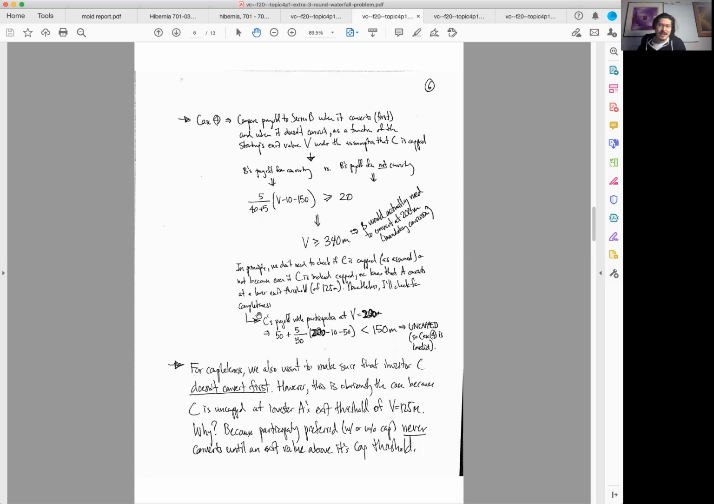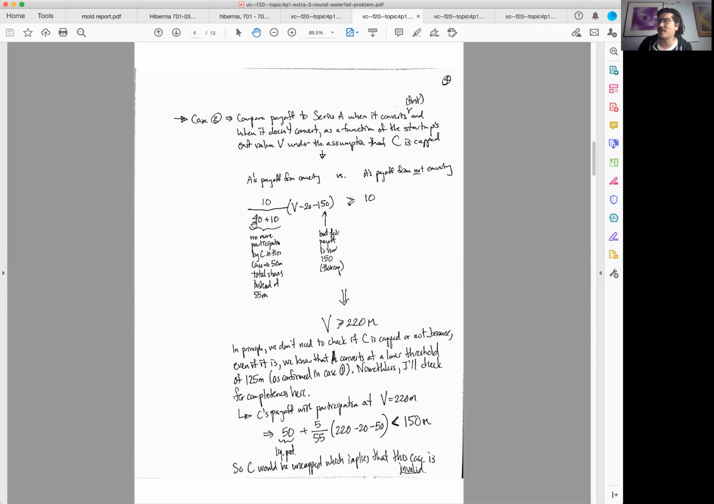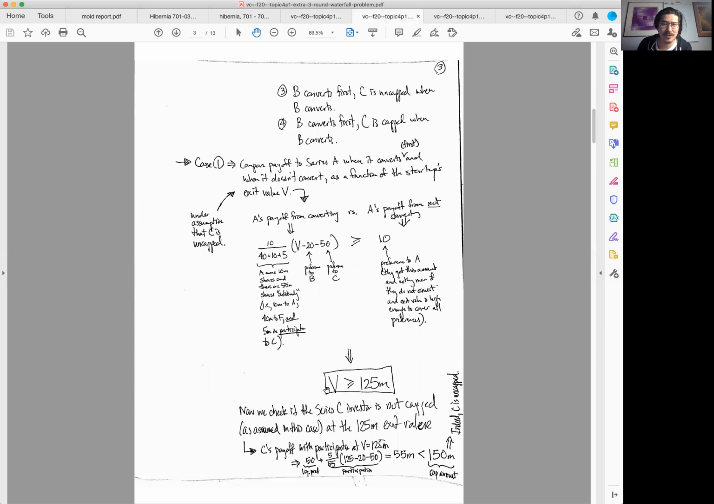Now we check the fourth scenario. What if B goes first, and when B goes first, C is actually capped? Look, we can go through the motions and calculate it, but logically we know it's not even possible. We could have skipped some of these calculations because our first V was 125. When the company's worth 125, it is impossible for C to have hit their cap because their cap is 150. There's no way to give them 150 when the company's worth 125.